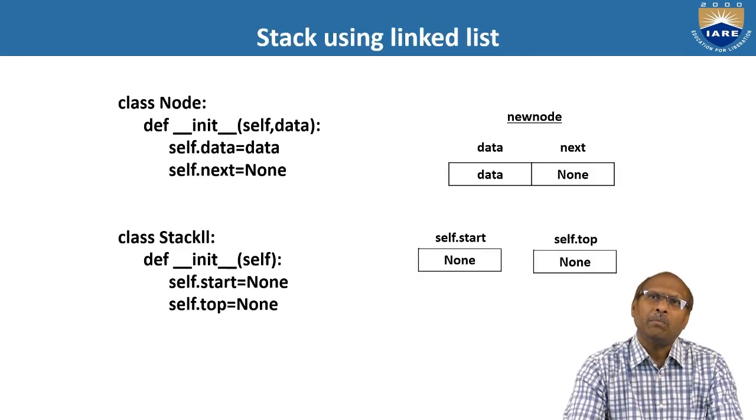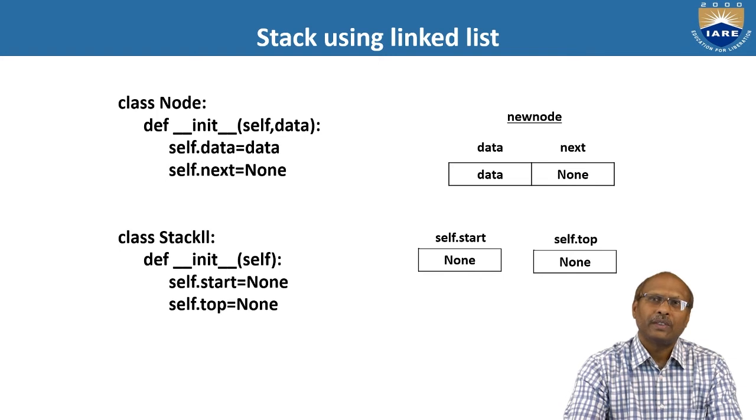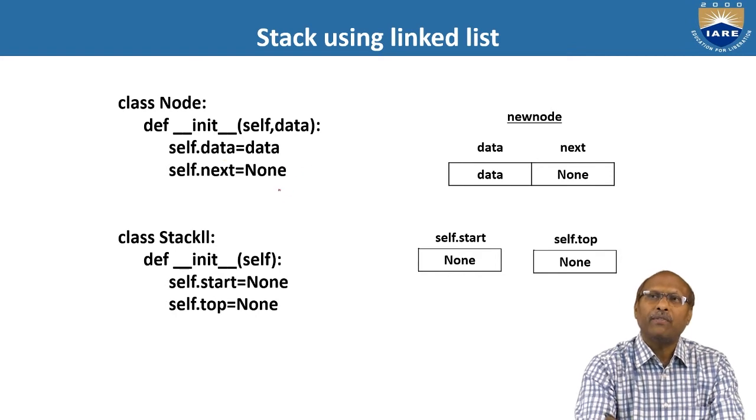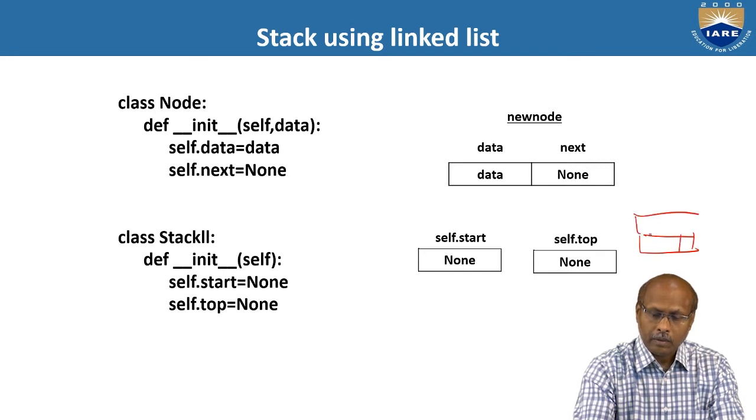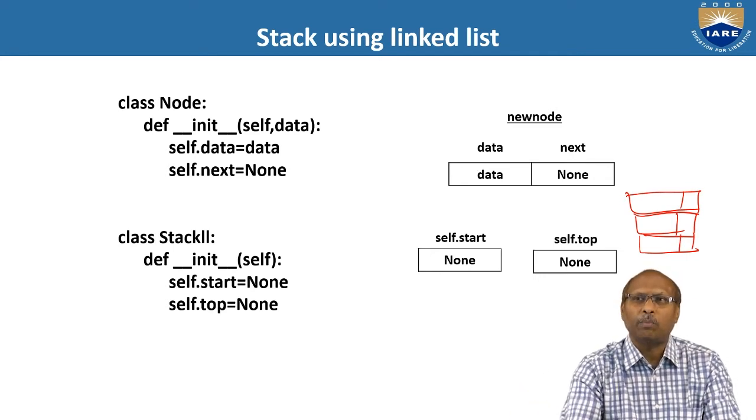And how to write a program using Python to implement the stack using the linked list concept. Initially define a node: self.data is data and self.next is None, because every node is like this. So it keeps on going. As soon as you insert one element, it is inserted at the top.